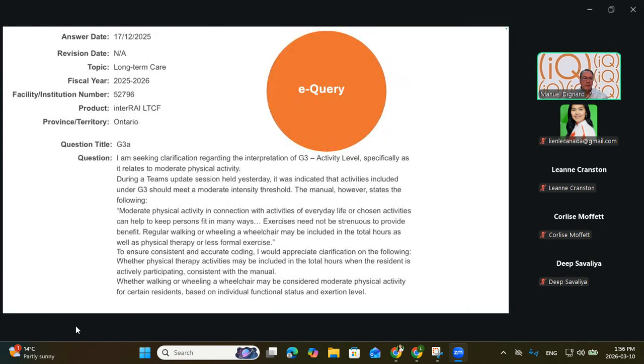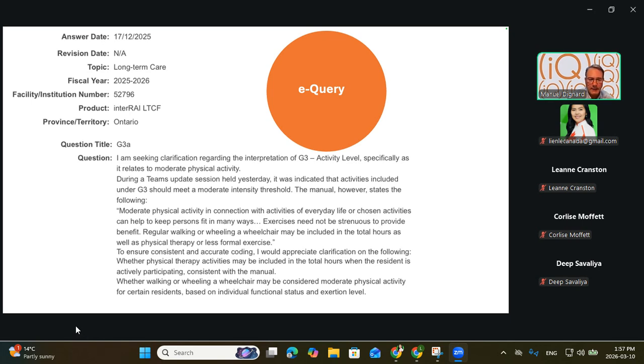So here, the question that was sent. I am seeking clarification regarding the interpretation of G3 activity levels, specifically as it relates to moderate physical activity. During a Teams update session held yesterday, it was indicated that activities included under G3 should meet a moderate intensity threshold. The manual, however, states the following: moderate physical activities in connection with activities of everyday life or chosen activities can help to keep a person fit in many ways. Exercises need not be strenuous to provide benefit.